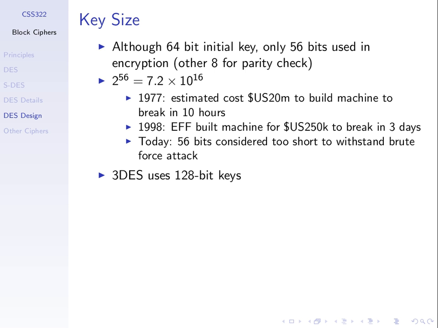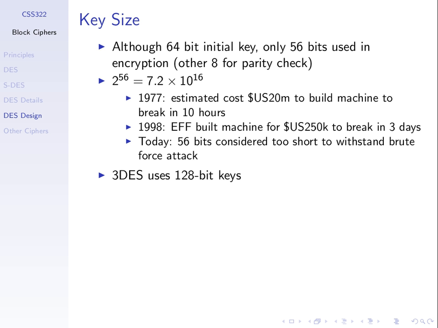And we gave an example, I think even in the first week, that there are now machines that will break that in a matter of hours. In 1977, there was an estimate that it would cost $20 million to break it in 10 hours. In 1998, a machine was built that could break it. And today, 56-bit keys is considered too short for a brute force attack. So that's a problem with DES. The key is too short. But the algorithm itself is considered strong. It's just the key length is the problem.